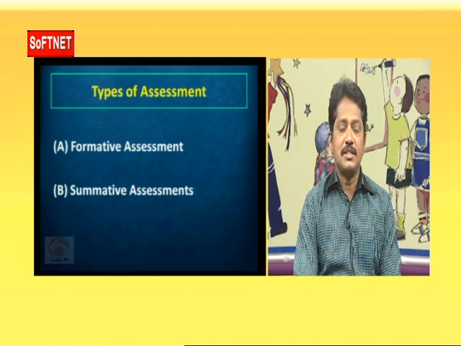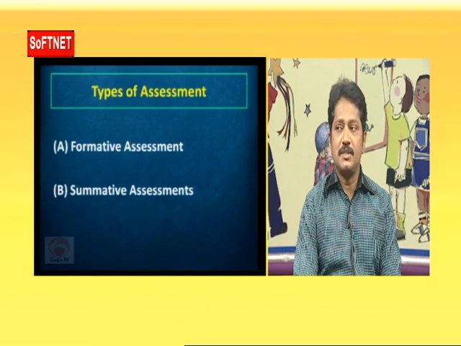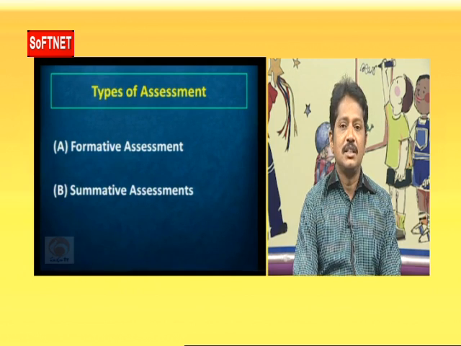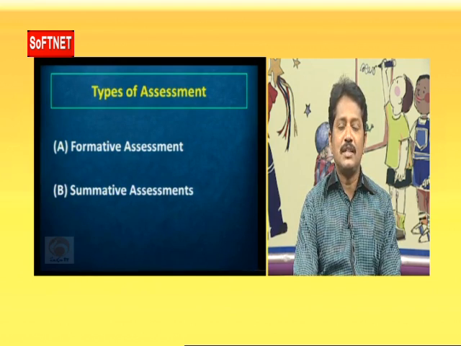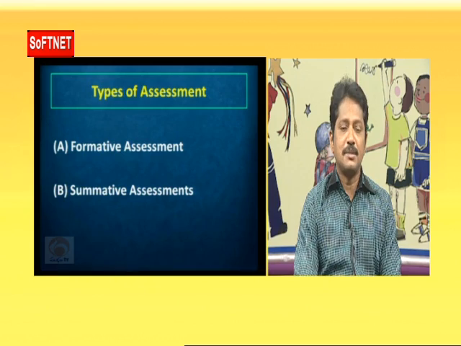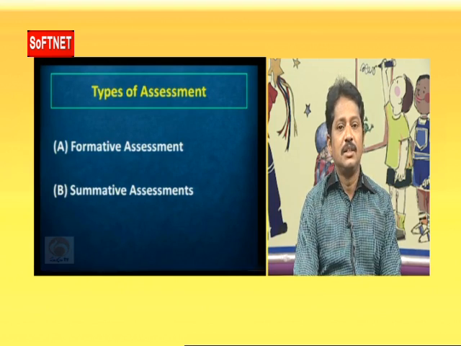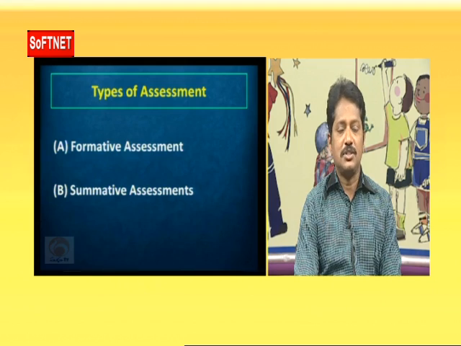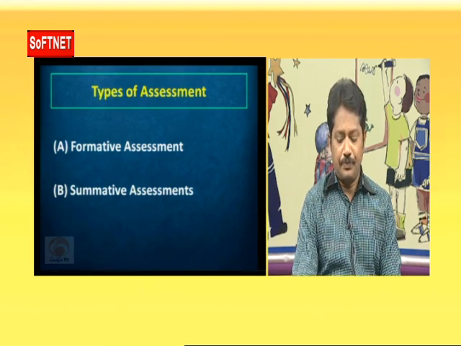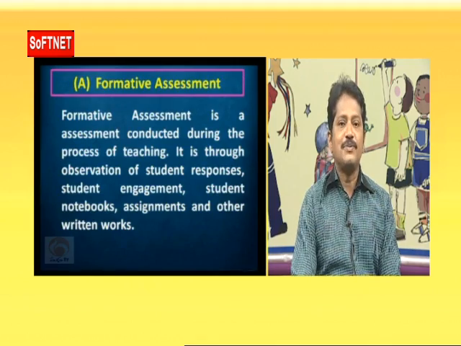One is formative assessment and the other one is summative assessment, and formative assessments will be conducted in 4: formative 1, formative 2, formative 3 and formative 4. 4 formative assessments in an academic year for any class, and 2 summative assessments in an academic year. One is in the month of September or October, and the other one will be conducted in the month of March. Clear? Okay.